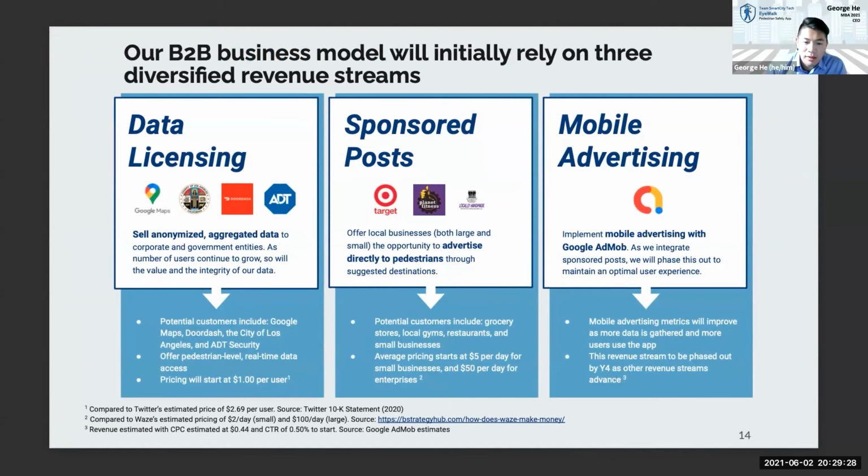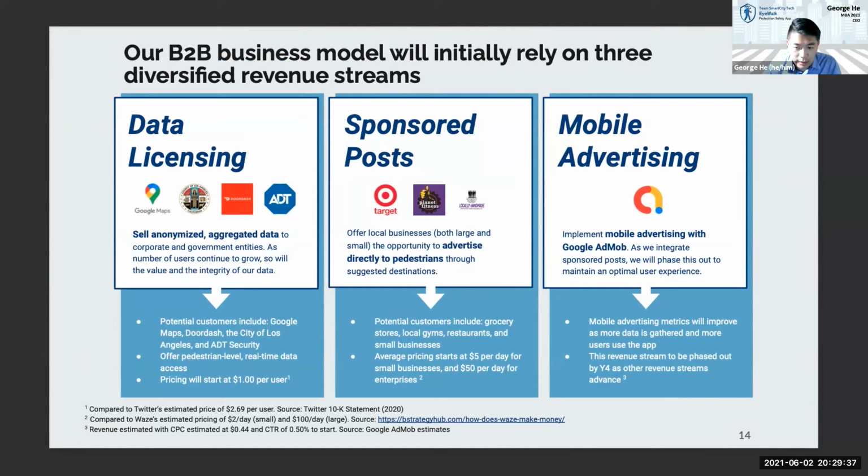Thank you, Hannah. Over the next few slides, I will discuss our business model. Initially, our revenue will consist of 3 diversified revenue streams. First, data licensing, followed by sponsored posts, and finally, mobile advertising. So let me explain a little further about what each of these revenue streams means.